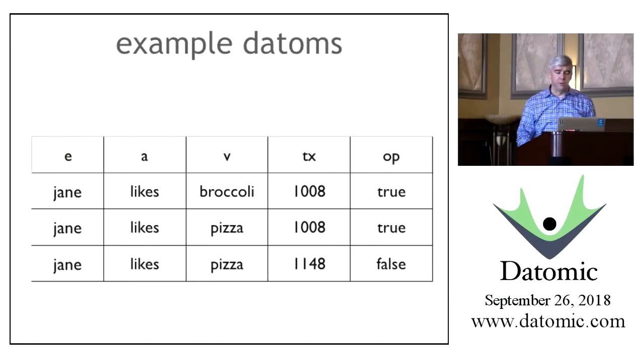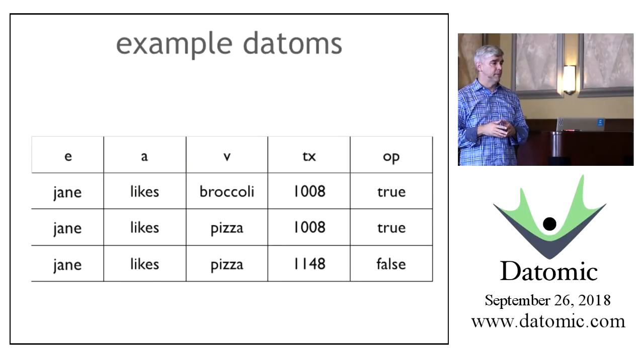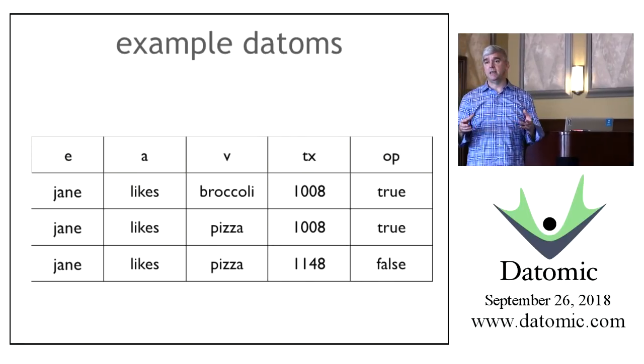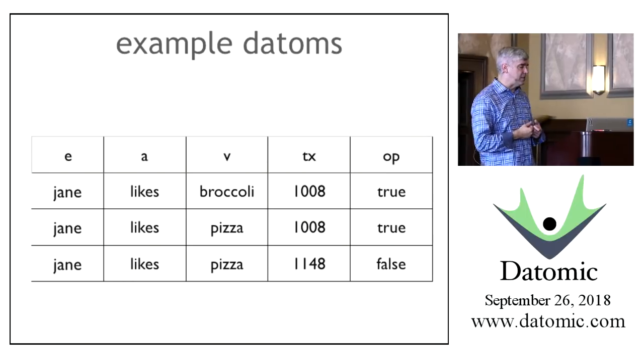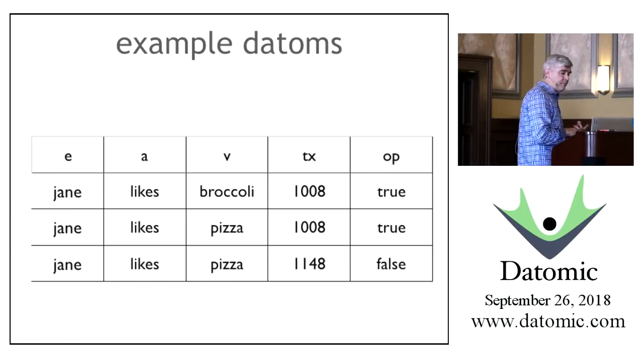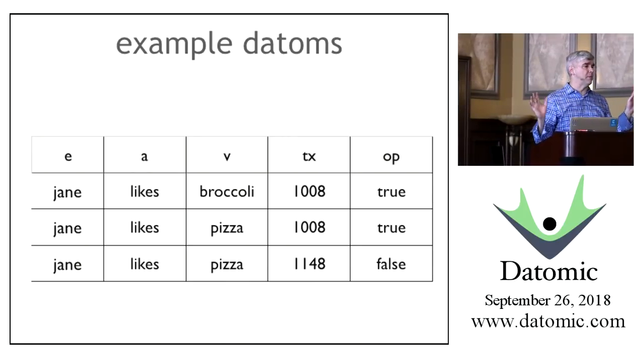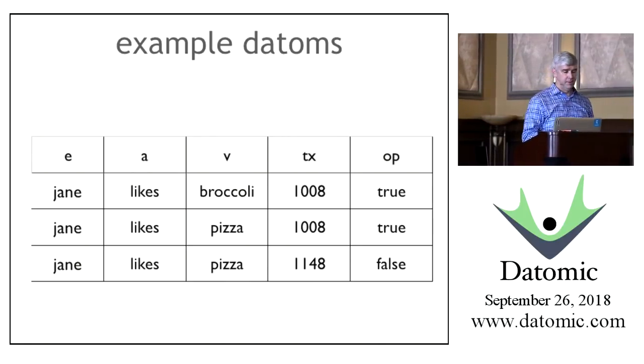So here are some example datums. Jane likes broccoli as of time 1008. And I'll just say the letter T. So at T 1008, Jane likes broccoli. True. We put that in the system. At T 1008, Jane also likes pizza. So there's nothing about the system that says Jane can't like more than one thing.